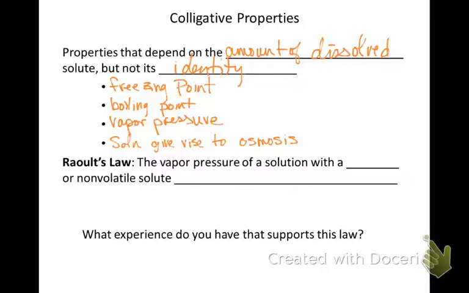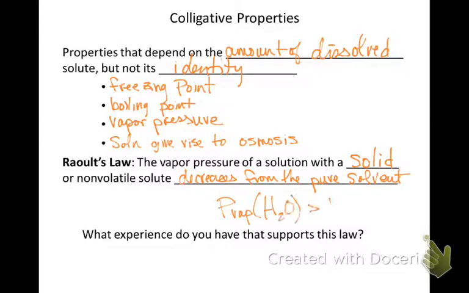solution. As it turns out, Raoult's law says that the vapor pressure of a solution with a solid or non-volatile solute decreases from the pure solvent, meaning that the vapor pressure of water, pure in this case, is going to be greater than the vapor pressure of salt water or sugar water. Okay, well, that doesn't give us a mathematical handle on it, but it at least explains what types of values we should expect.